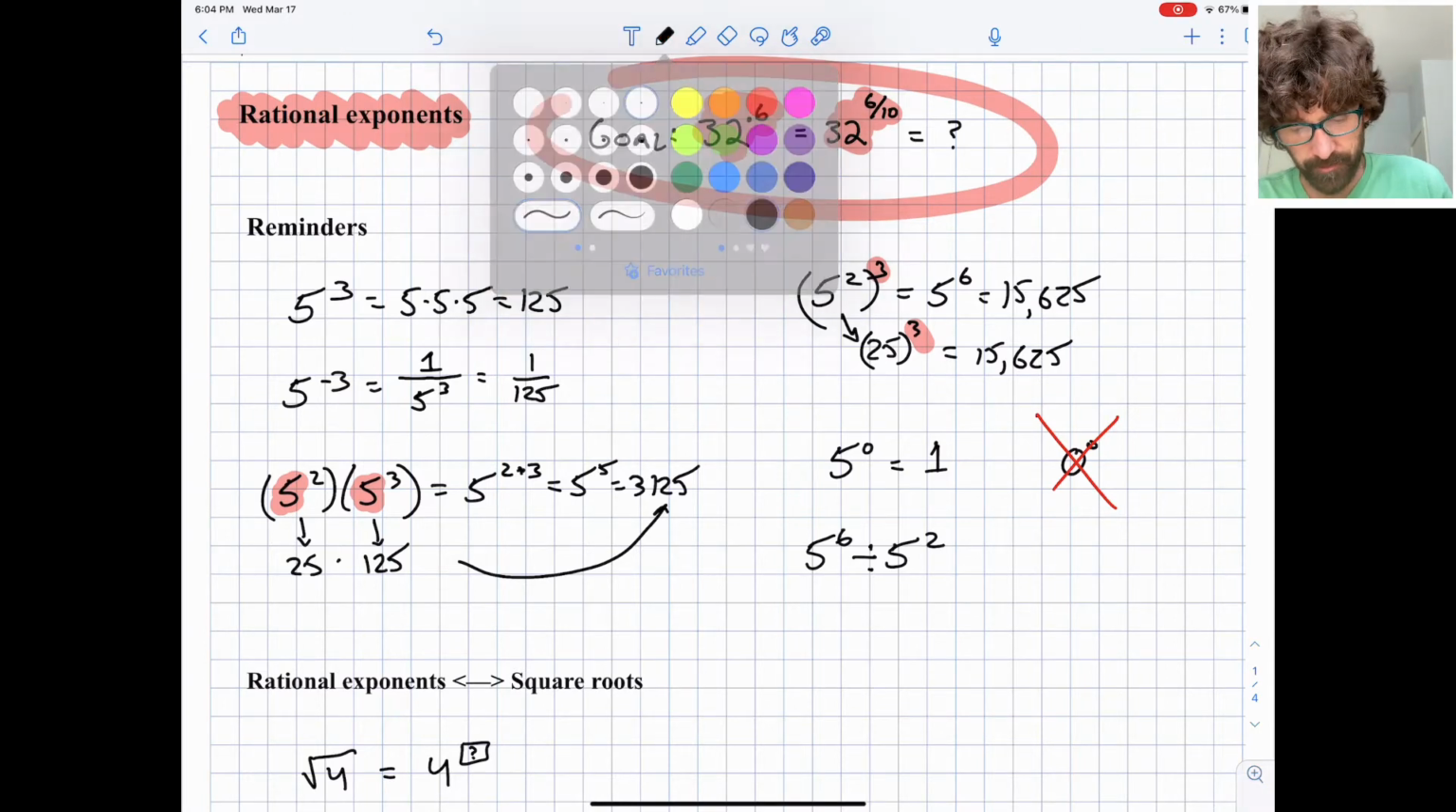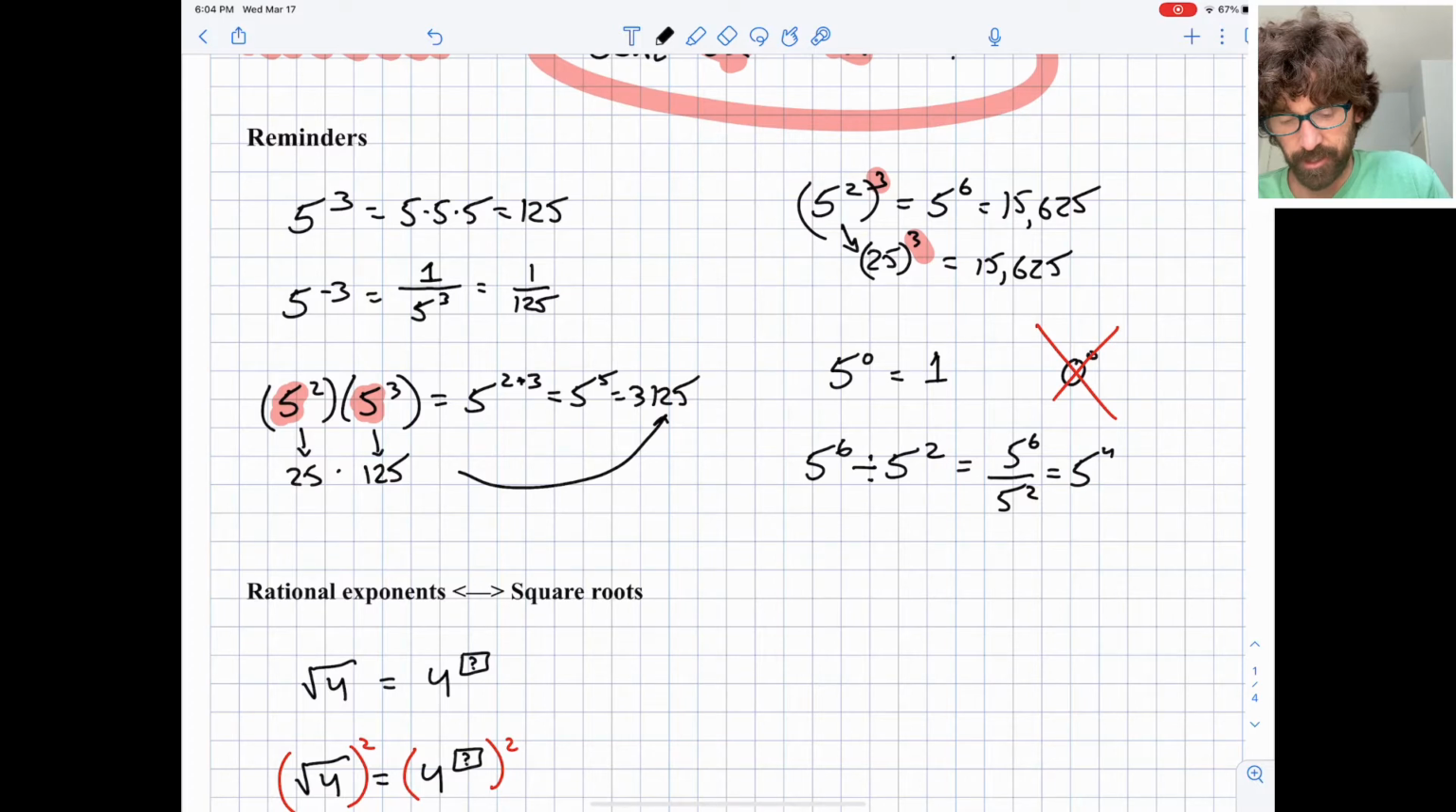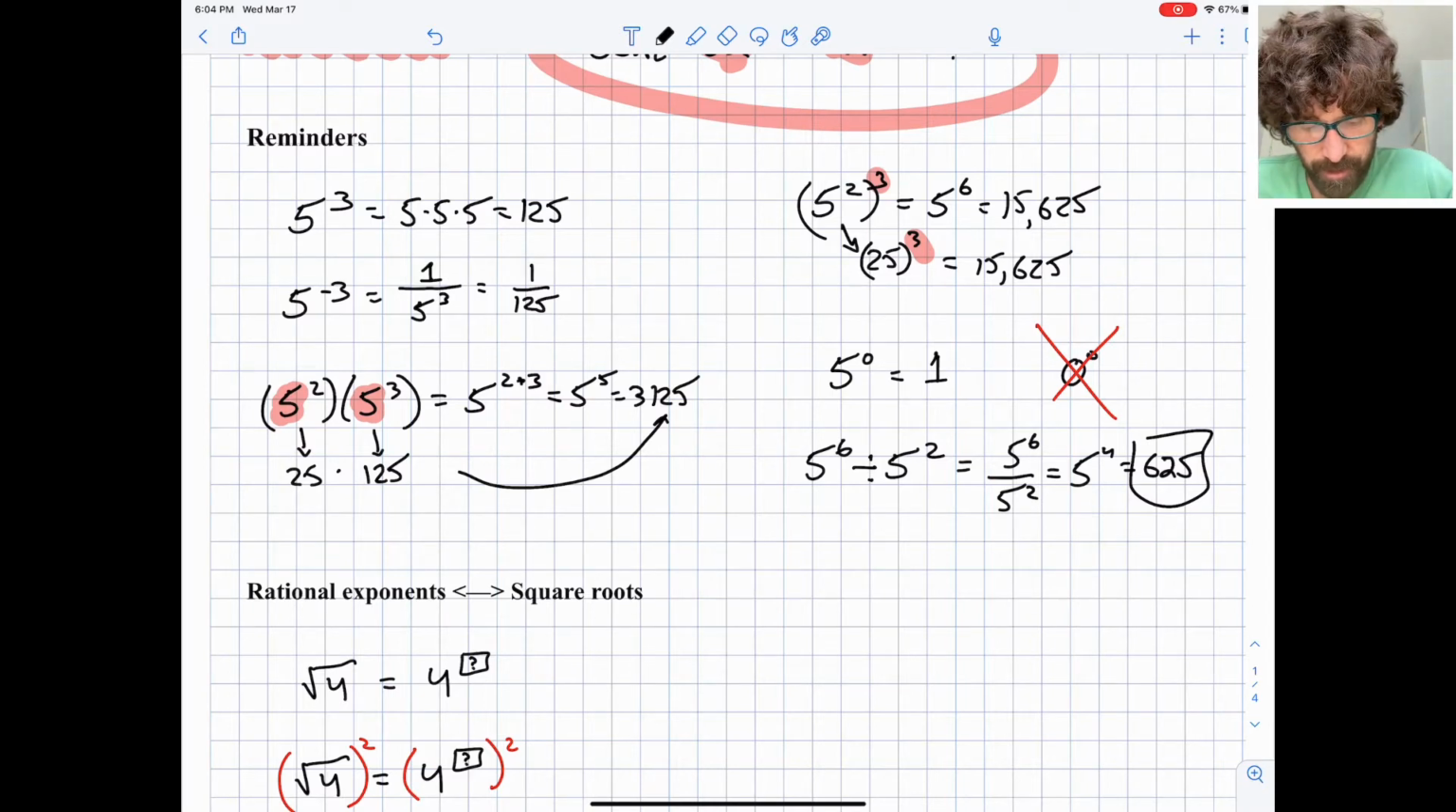And then as our last quick reminder, 5 to the 6th divided by 5 squared. So similarly to the multiplication rule where we added those exponents if the bases were the same, here we are allowed to subtract exponents if the bases are the same. And so 6 minus 2 is 4. So this turns into 5 to the 4th, which is 625. And again, you could check that as well. You could figure out what 5 to the 6th is, divide it by 5 squared, or 25, and make sure you do get a 625.